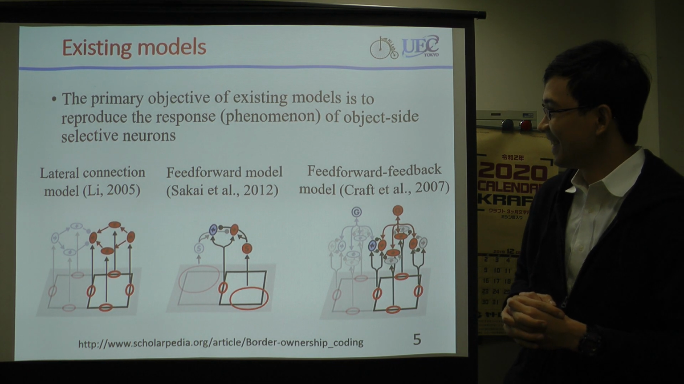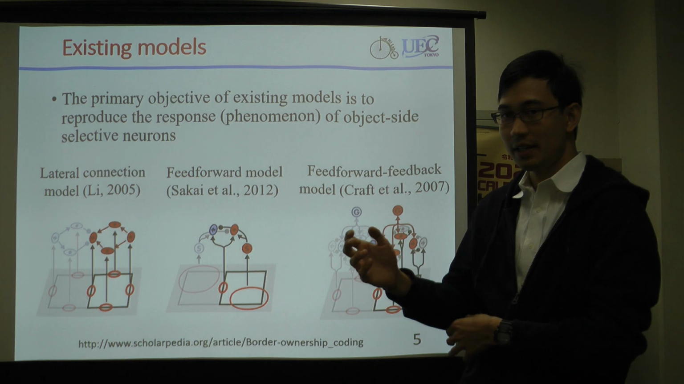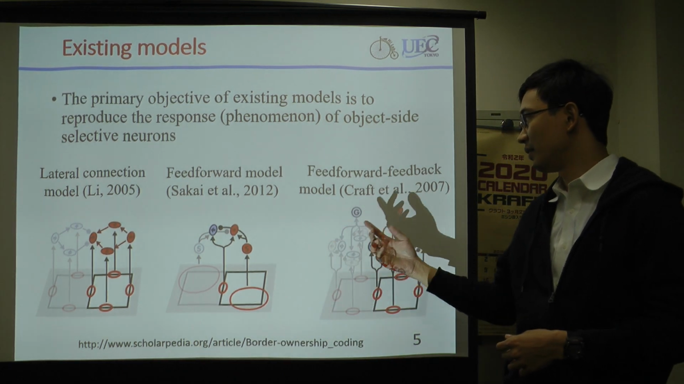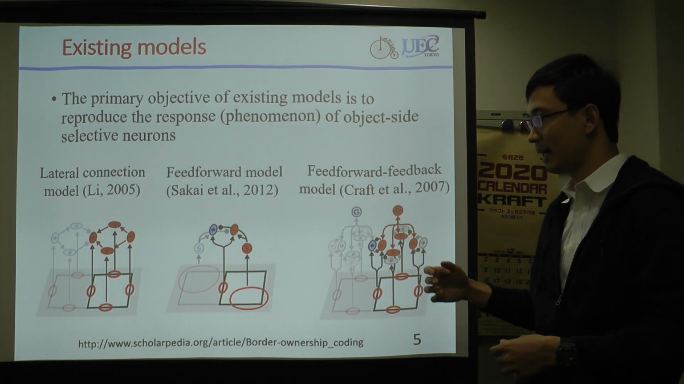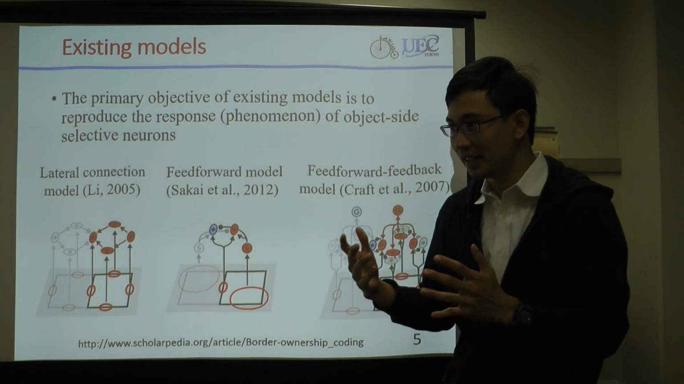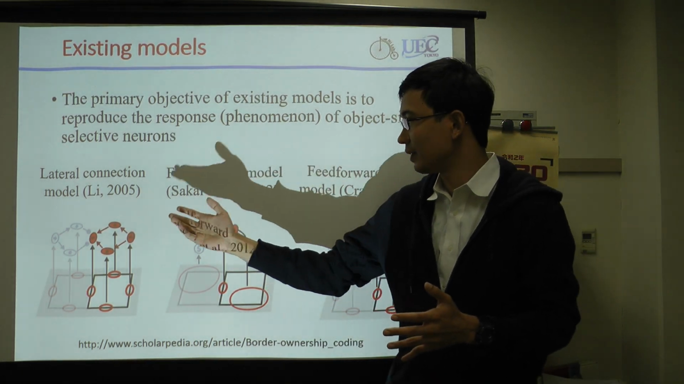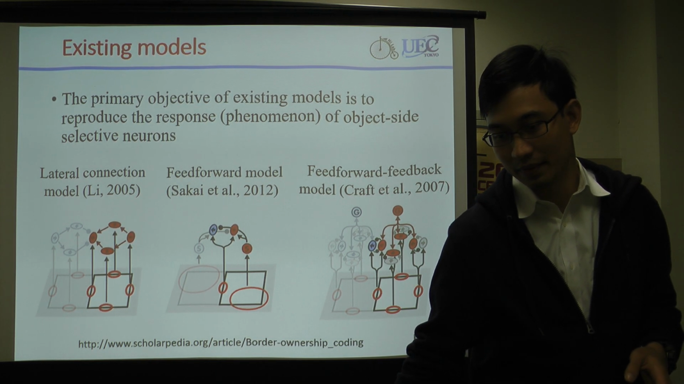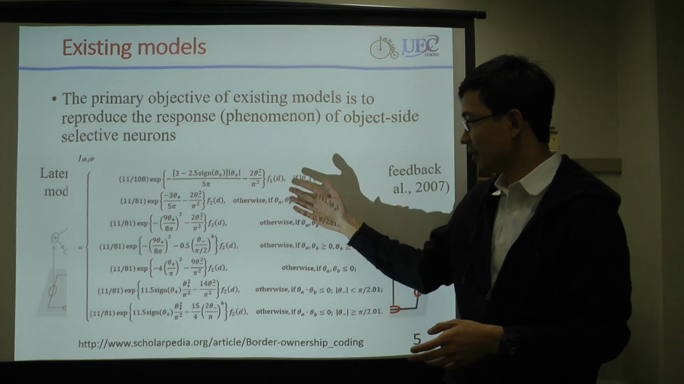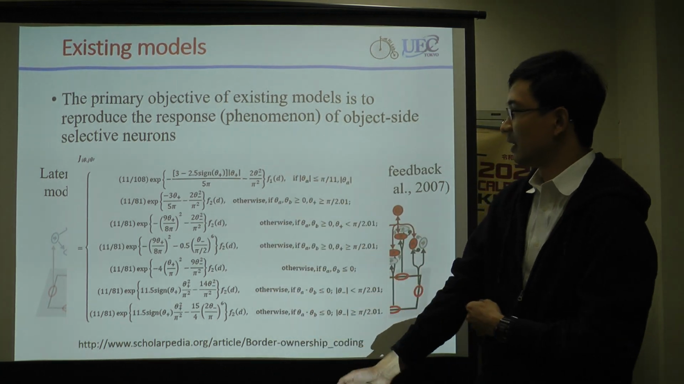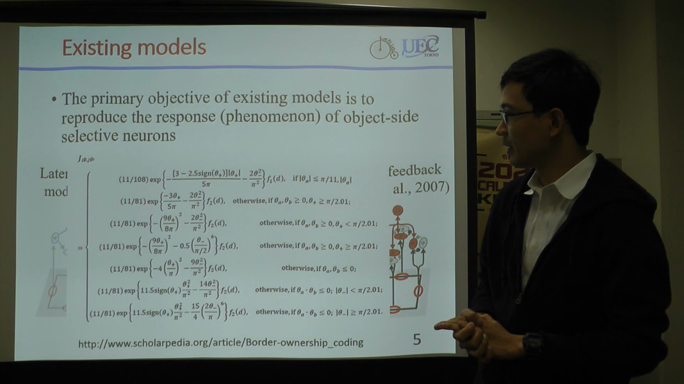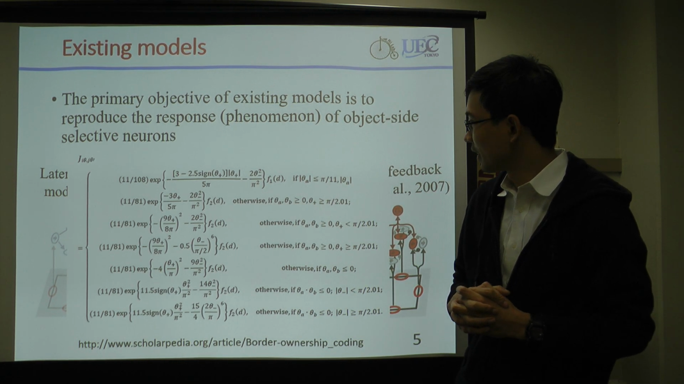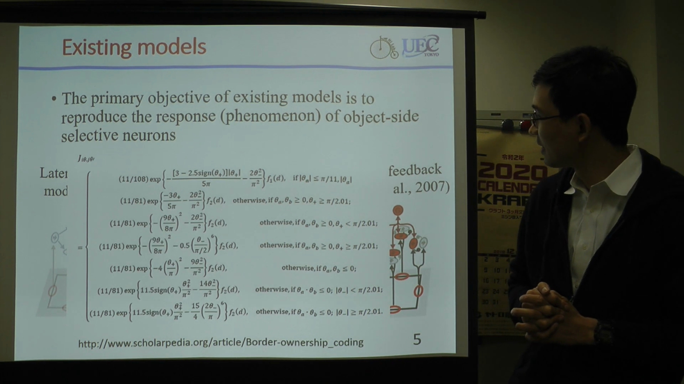So we can group these into three different types. First, lateral connections. Second, feed forward, and third, feedback. I will not go into the details, but for example, for the lateral connection model, you can see that it uses very complex neural weights to calculate all the connections.